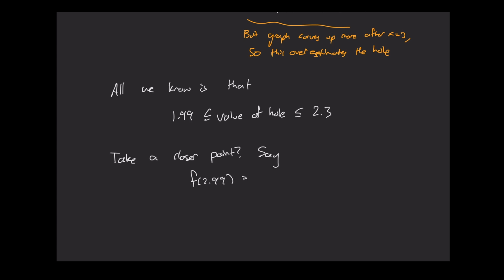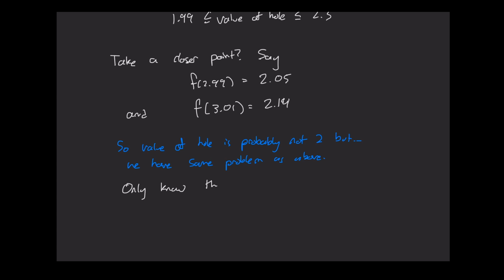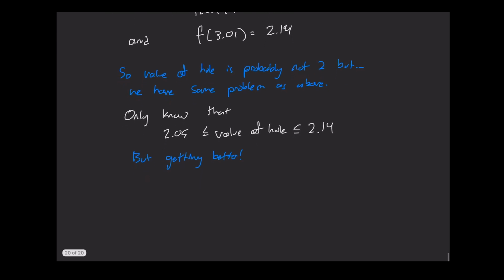So let's say f of 2.99 is 2.05 and f of 3.01 is 2.14. So we're getting much closer now. So the value of the hole is probably not 2 anymore. We can eliminate that guess from before. But we have the same problem as we did above. We can't quite decide on a value between these two. We only know that the hole is somewhere between 2.14 and 2.05. So it seems like we're still stuck, but we're getting a little better. So think about how we can do this.